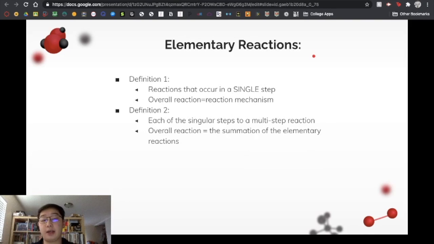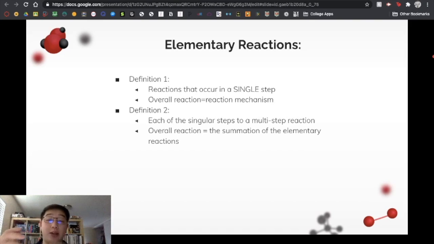Okay, so going into elementary reactions, I mentioned the term earlier. These two definitions are actually the same, but I will differentiate them because they are slightly different. It might be a little confusing if I just give you one of them. So the reactions that occur in a single step, so these would be reactions that essentially don't have a reaction mechanism. In that case, the overall reaction rate is equal to the elementary reaction's rate. And then for the second definition, each of the singular steps in a multi-step reaction are called elementary reactions.